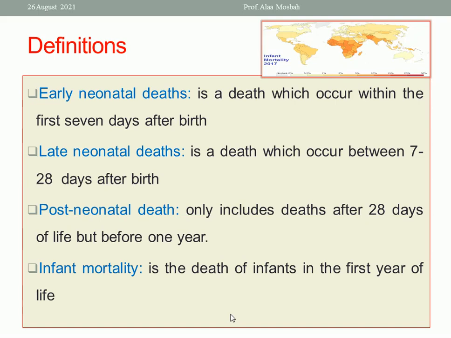What is the early neonatal death? Deaths which occur within the first 7 days after birth. So what is the late neonatal death? Deaths occurring between 7 to 28 days after birth. So what is the post-neonatal death? Death after 28 days of life, but before 1 year. What is the definition of infant mortality? It is the death of infants in the first year of life.